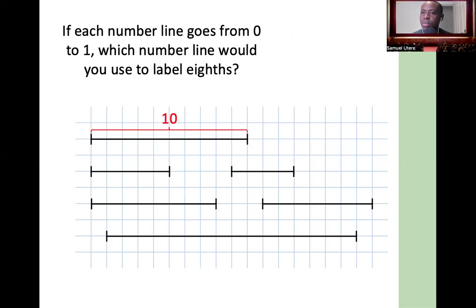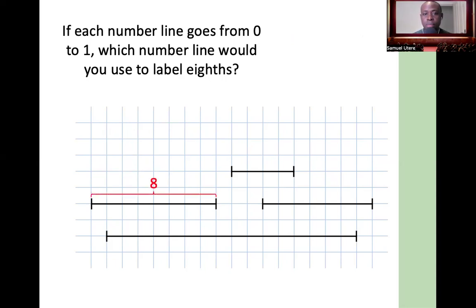Will that work? Obviously not. It obviously will not work because, yes, we can represent 8s, but we won't have equal intervals. This one? Of course not. This one? Of course, yes, because look, we have 8 intervals looking at the squares. So we have 1, 2, 3, 4, 5, 6, 7, 8. So we can actually represent 8s on this number line.